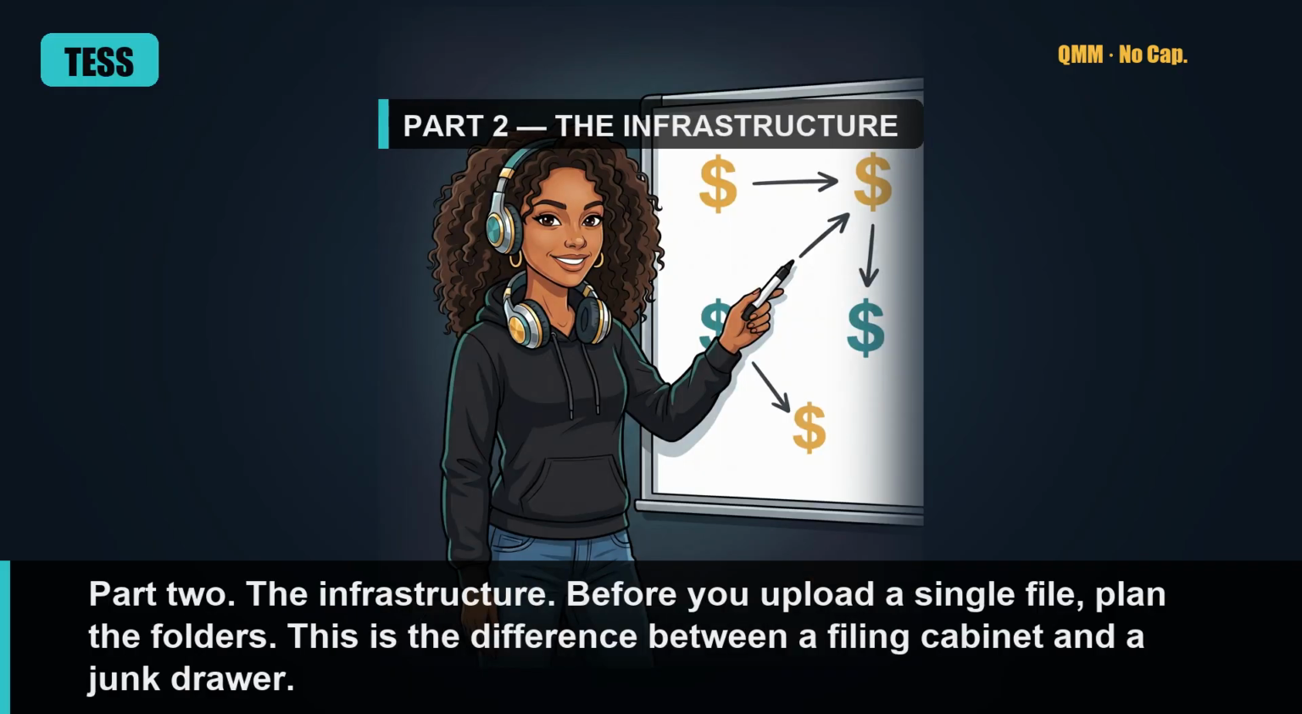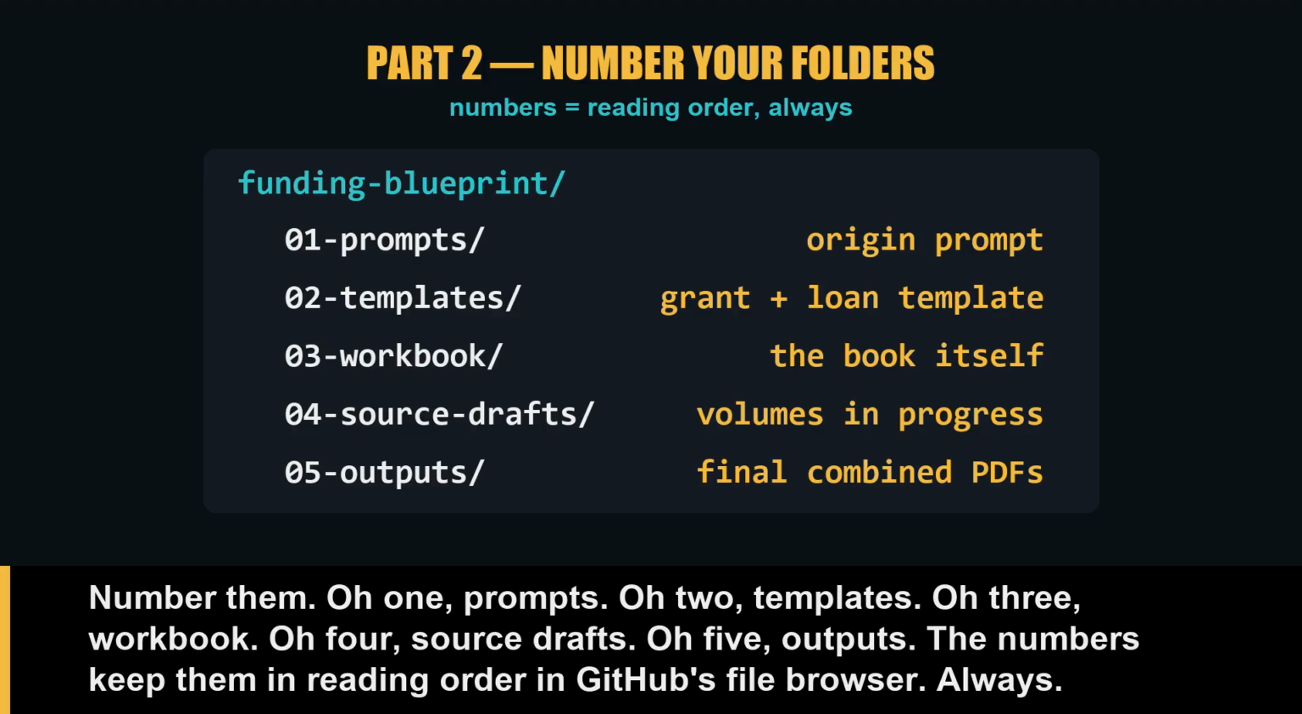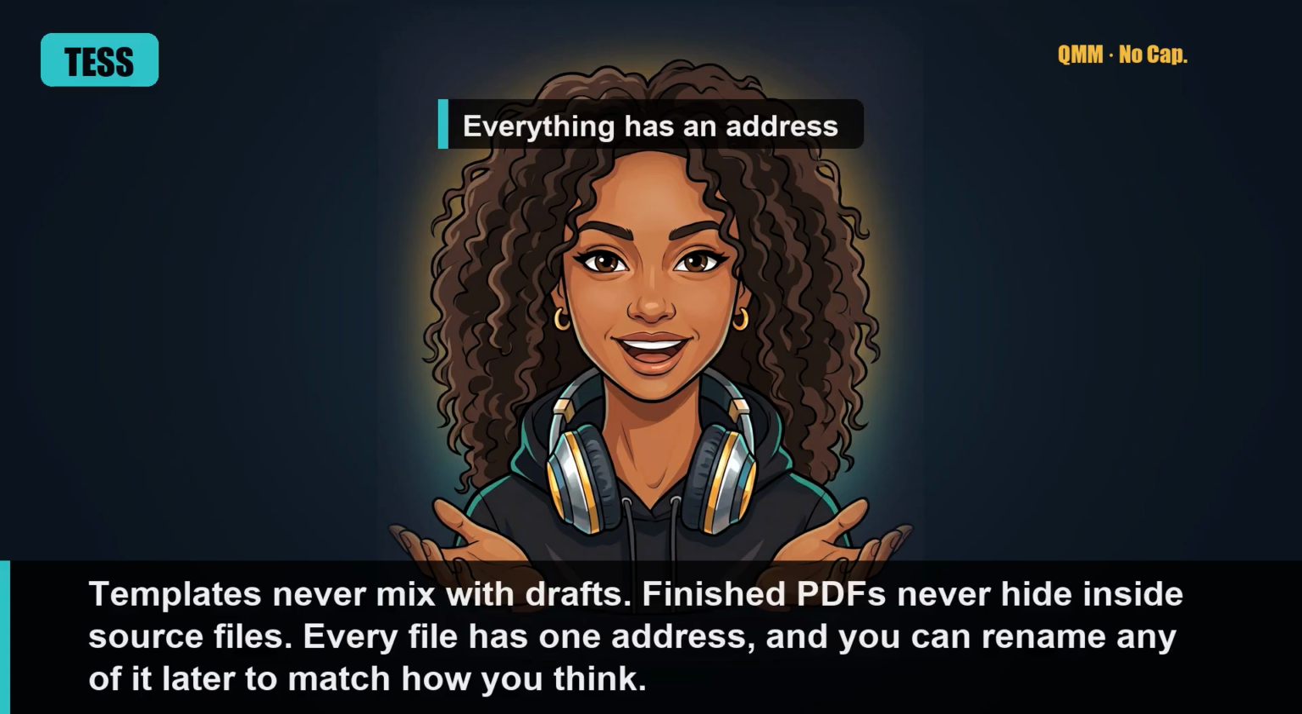Part 2, the infrastructure. Before you upload a single file, plan the folders. This is the difference between a filing cabinet and a junk drawer. Number them: 01 prompts, 02 templates, 03 workbook, 04 source drafts, 05 outputs. The numbers keep them in reading order in GitHub's file browser, always. Templates never mix with drafts. Finished PDFs never hide inside source files. Every file has one address, and you can rename any of it later to match how you think.